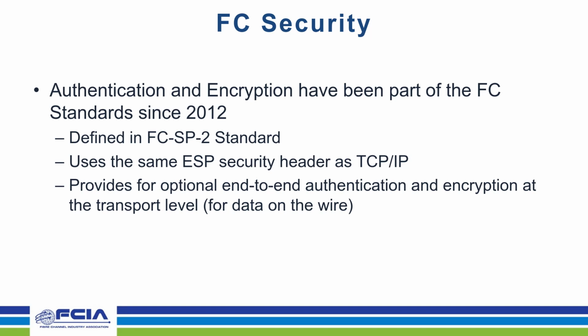So a little bit of history about Fibre Channel security. Authentication and encryption have been part of the Fibre Channel standards since 2012, and they are defined in the FC-SP-2 and the follow-on FC-SP-2 Amendment 1 standards. These protocols use the same ESP security header as defined for TCP/IP, and they provide for end-to-end authentication and encryption at the transport level, which is the data on the wire.